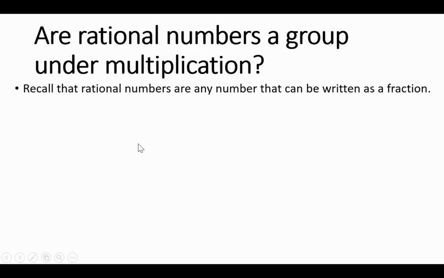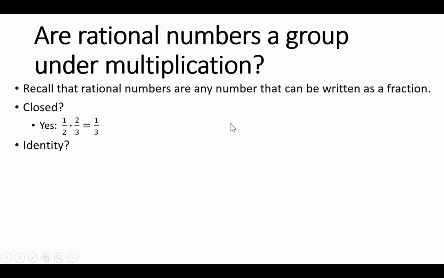So our rational numbers are grouped under multiplication. First off, we have to recall a rational number is any number that can be written as a fraction. So what do you think? Is it a group? Is it closed? Yeah. It is closed. 1 over 2 times 2 over 3 gives you 1 over 3. This is a rational number. So we have a rational number times a rational number. We get a rational number.